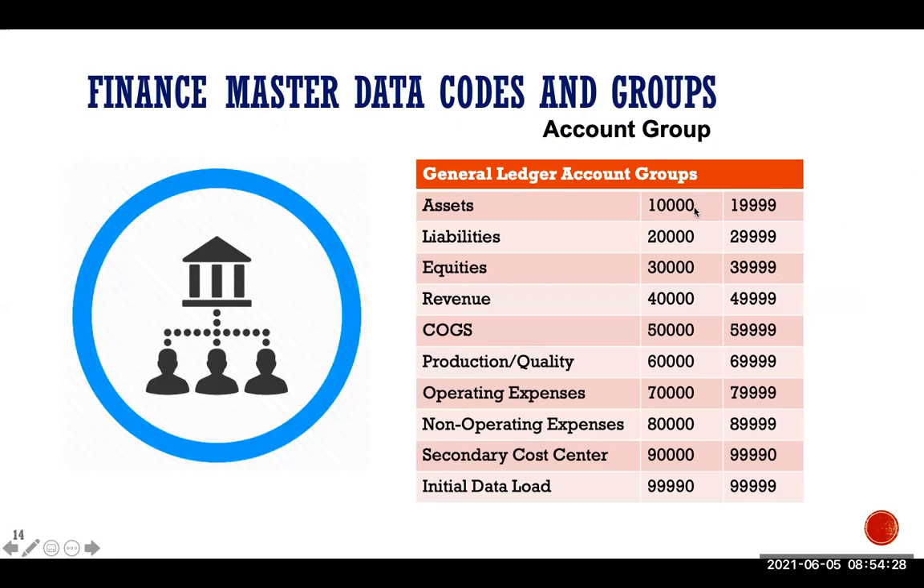So we can have the number ranges like this. This is an example: assets, this number range; liabilities, this number range; equities, this number range, like that. I just gave you one example. Like that, you can have different ranges so that the groups are identified easily, with no overlapping and no issues when it comes to the ranges.